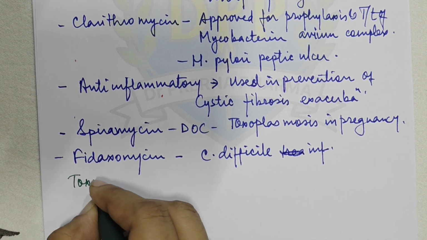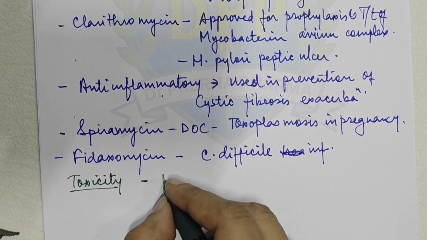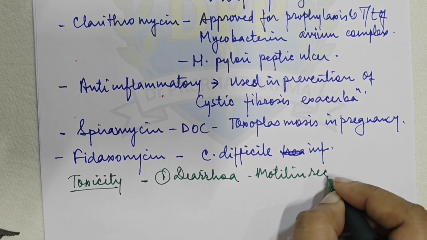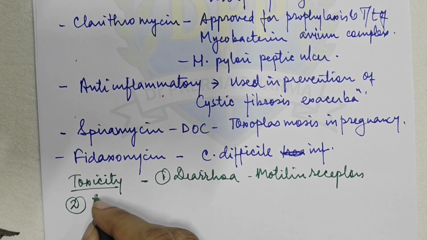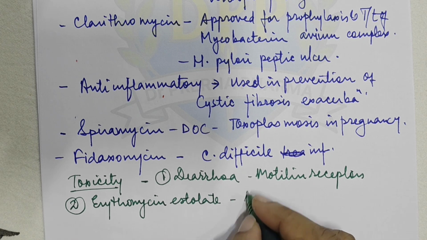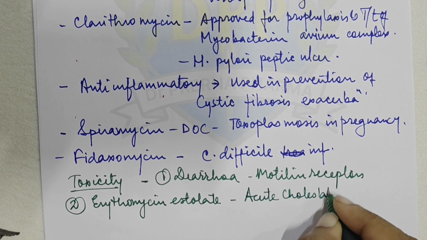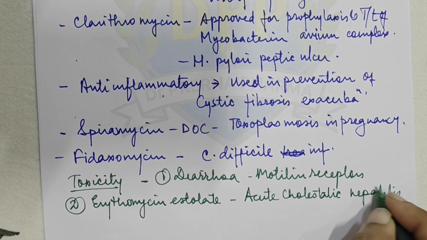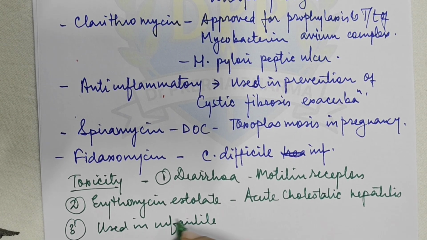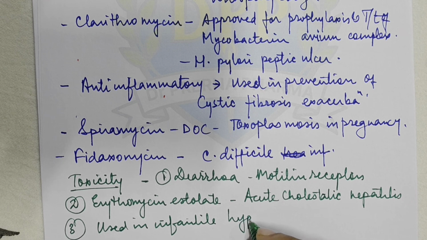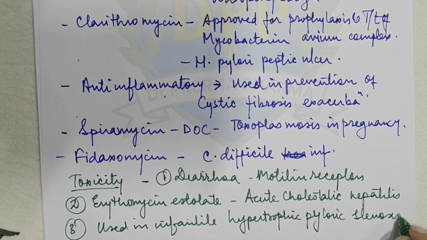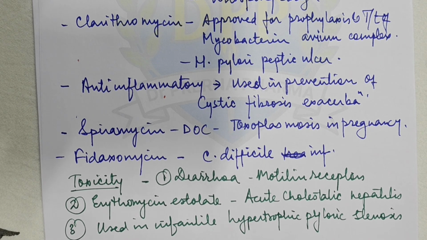Coming to the toxicity part. So what are the toxicities? First, it can cause diarrhea by stimulation of motilin receptors. Then second, erythromycin estolate is implicated in the causation of acute cholestatic hepatitis. Third, it can be used in infantile hypertrophic pyloric stenosis, right? Then fourth, azithromycin.